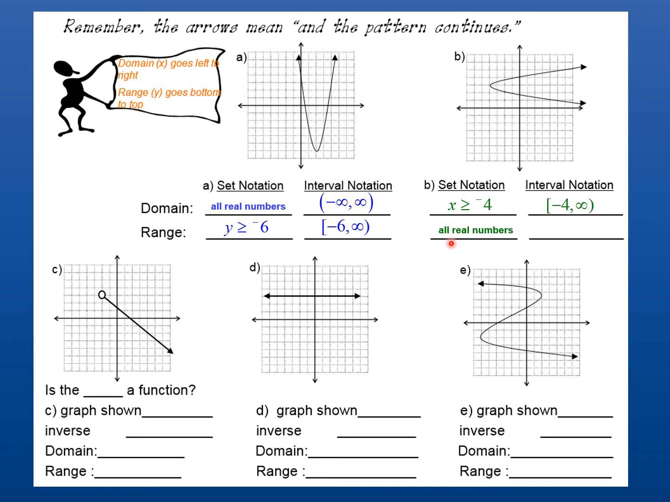Let's take a look at the range. We measure the range on the y-axis. So we want to check out the arrows. These arrows will continue and continue and go down. This arrow will continue and continue and go up. So they're not bounded, so it's all real numbers. Here's another way to write all real numbers: negative infinity to positive infinity. Alrighty.